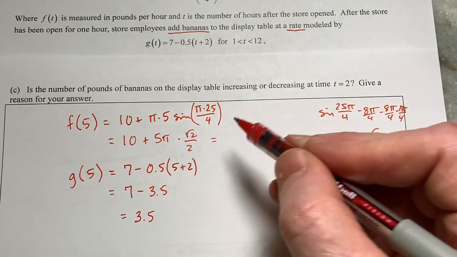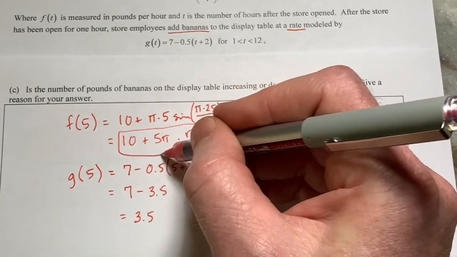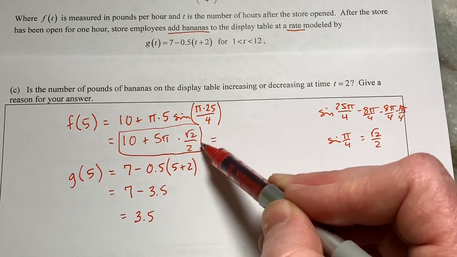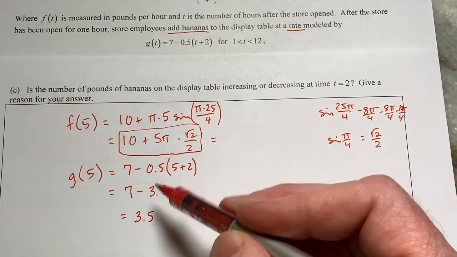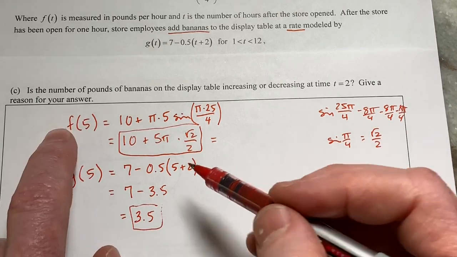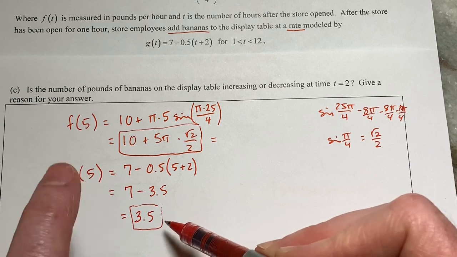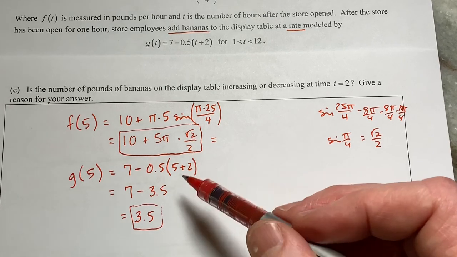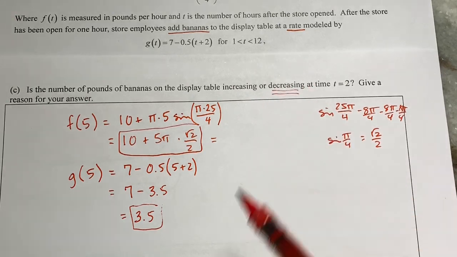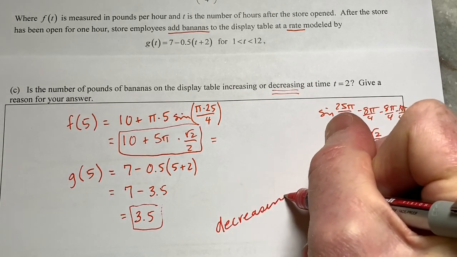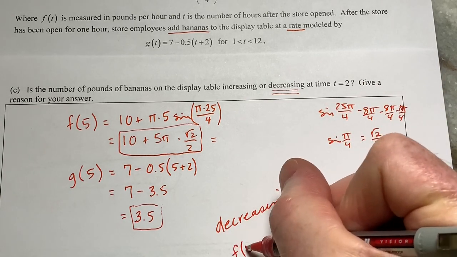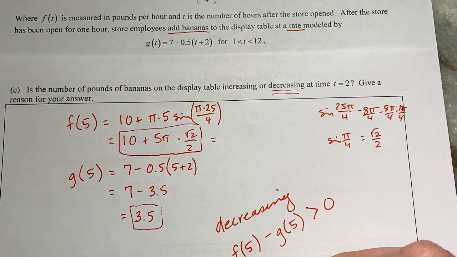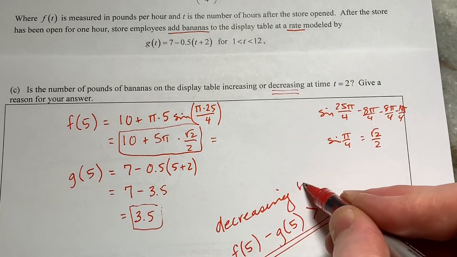Well, I don't have to do all this math. What do you clearly see right here? You clearly see that this amount right here, I've got 10 times 5 times 3.14 times roughly 0.7, whatever it is, it's definitely bigger than 3.5, right? And F is the removing. So if I'm removing them faster than I'm replacing them, then what should that mean? Well, that should mean that the number of pounds is decreasing. Okay, so I will say it's decreasing, right? And give a reason. Well, I could say F of 5 minus G of 5 is greater than 0, is a positive number. So that means it's decreasing because of that.